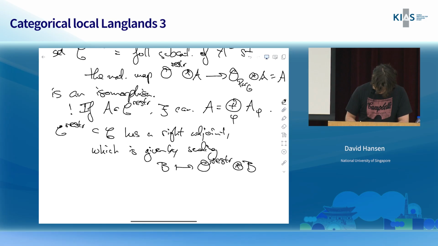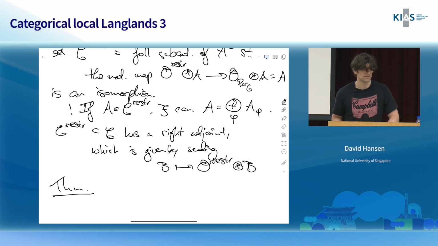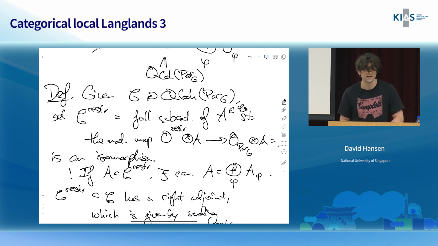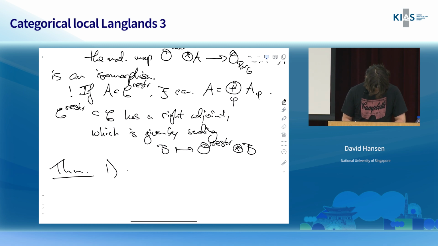And so now here comes a theorem. Because what good is all this if you can't say what this restricted thing is in practice? So first of all, we can take the universal case, right? Because here C was something with an action of QCO. Well, QCO of par G has an action of QCO of par G. So what is this?